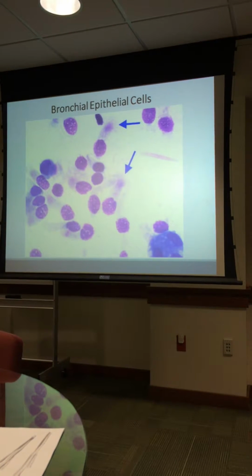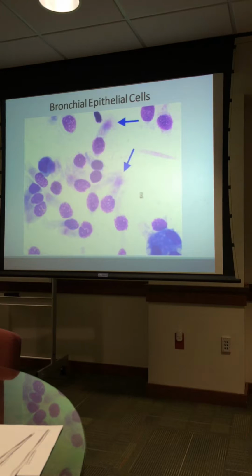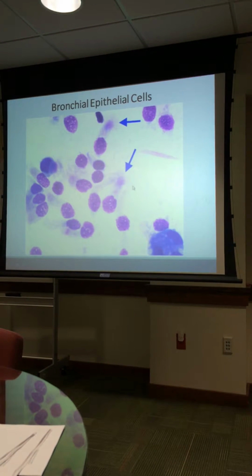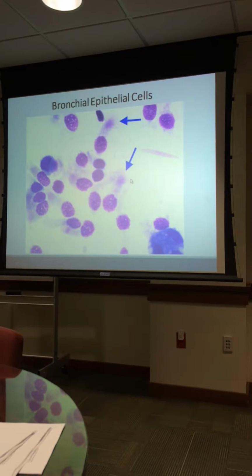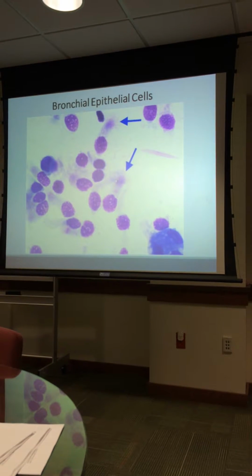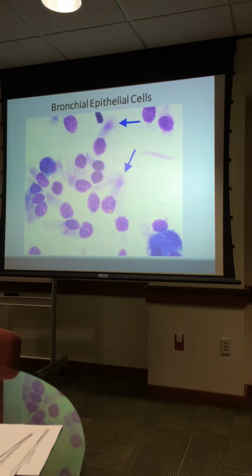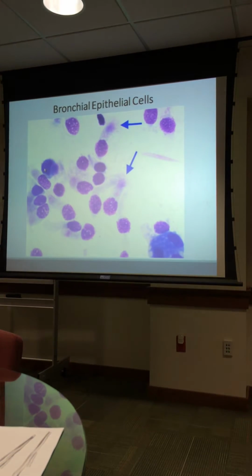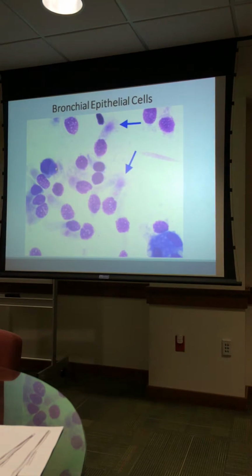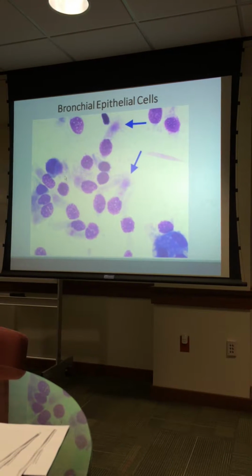This is a ciliated columnar cell. Not as easy to see in this slide, but you can still make out that there are some cilia here. Again, it's a columnar epithelial cell. Nothing else looks like this. Here's another one. This one is more rounded than the others, as opposed to being columnar, but it's still got cilia.